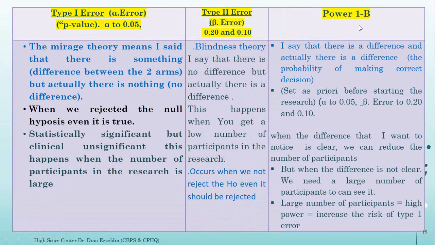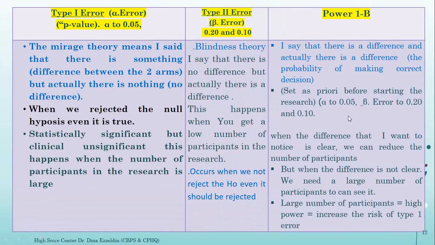The power. How to calculate the power of any trial? The power is equal to 1 minus beta error. So it's 1 minus 0.1 or 0.2, according to the trial and according to the case. If we want to calculate the power, it will be 1 minus beta. I say that there is a difference and actually there is a difference. So here we are right. It is the probability of making a correct decision.